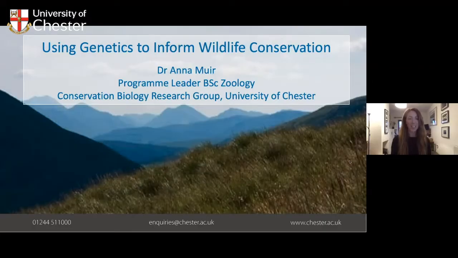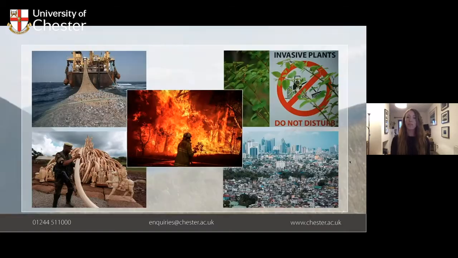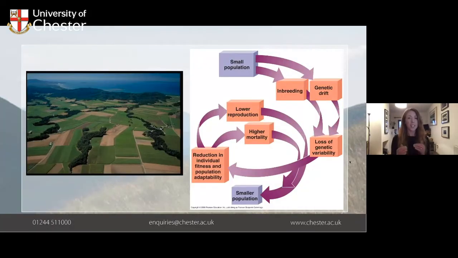Thank you very much. Hi, yes, I'm Dr. Anna Muir. I'm a senior lecturer in conservation biology here at the University of Chester and programme leader for BSc Zoology. So today I want to talk to you a little bit about how we use genetics to inform wildlife conservation. Wildlife faces an array of threats, including overharvesting, invasive species, habitat destruction and climate change. What this can result in is fragments of habitat that remain, populations that decrease in size through loss of individuals and loss of habitat, and we end up with small populations that are isolated from each other.